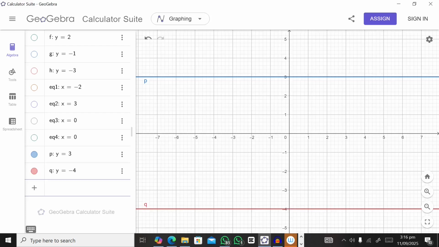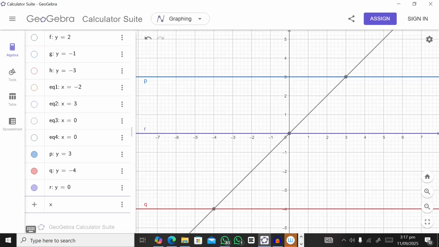And let's do the last one for y. y equals 0. Where do you think y equals 0 is going to be? Did you just say right here? If you did, congratulations. Let's do one more time for the x-axis.